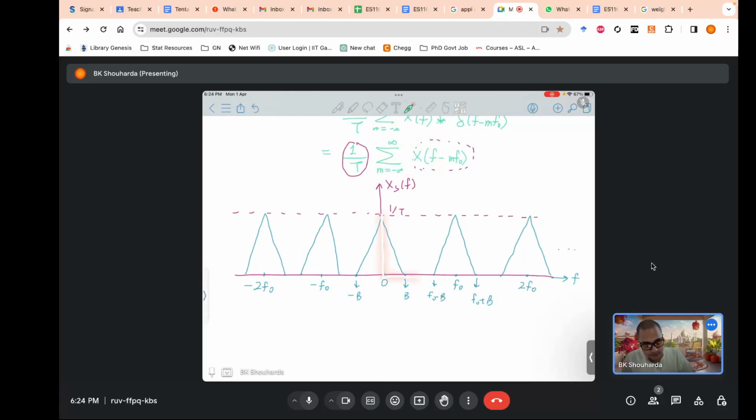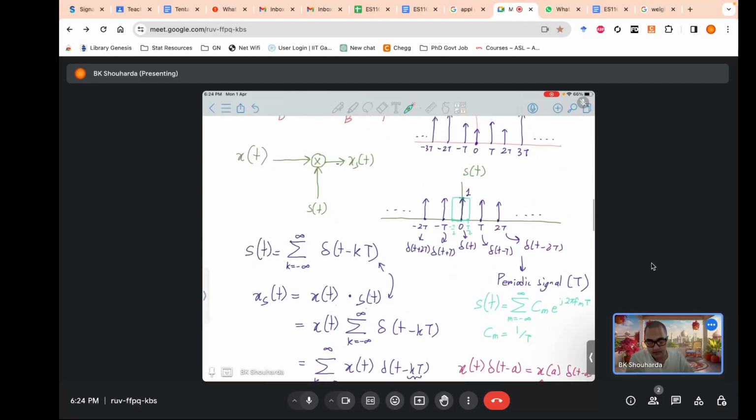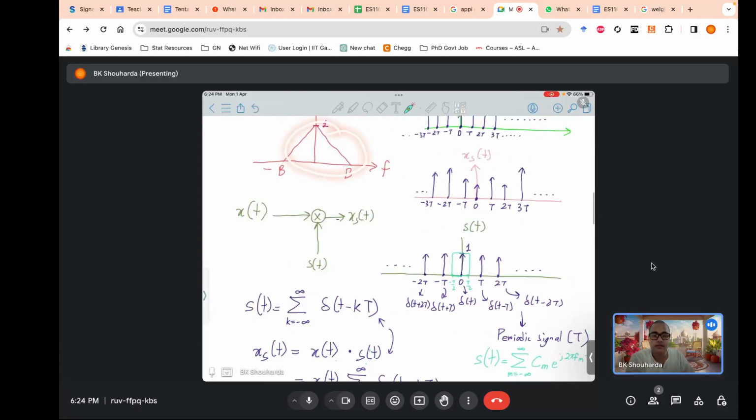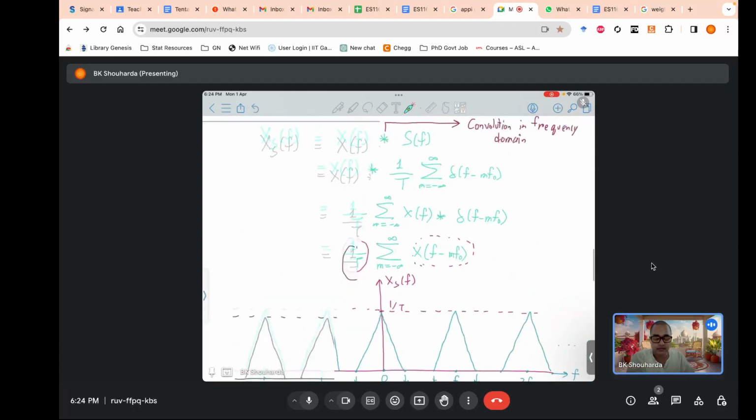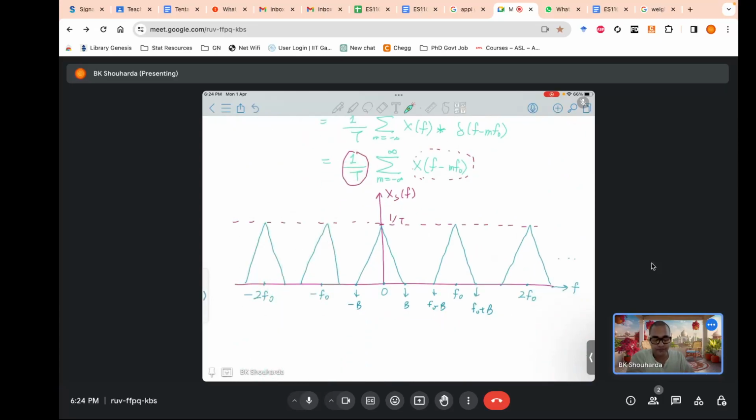Now I have drawn a case. There are multiple copies of X(f), and the parameters B and f naught have not been discussed to a great degree in terms of what should be chosen. If we want to ensure that the spectrum over here remains the same as the one I'm showing, that means this is distinct and there is no overlap. So what should we do?